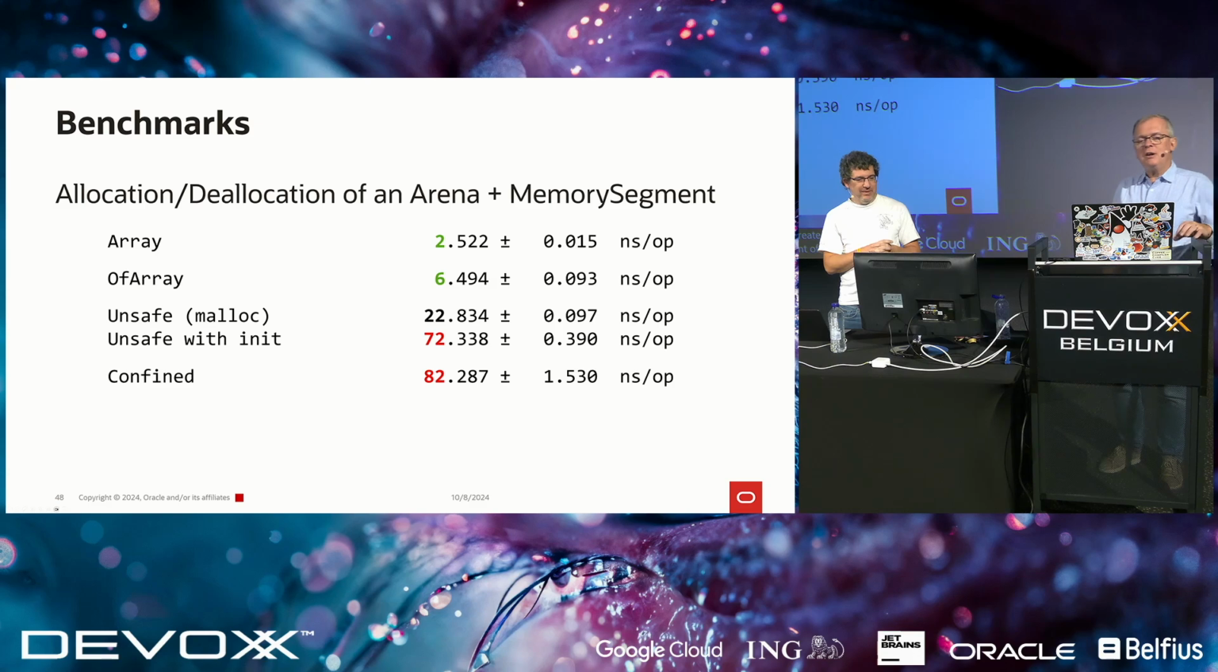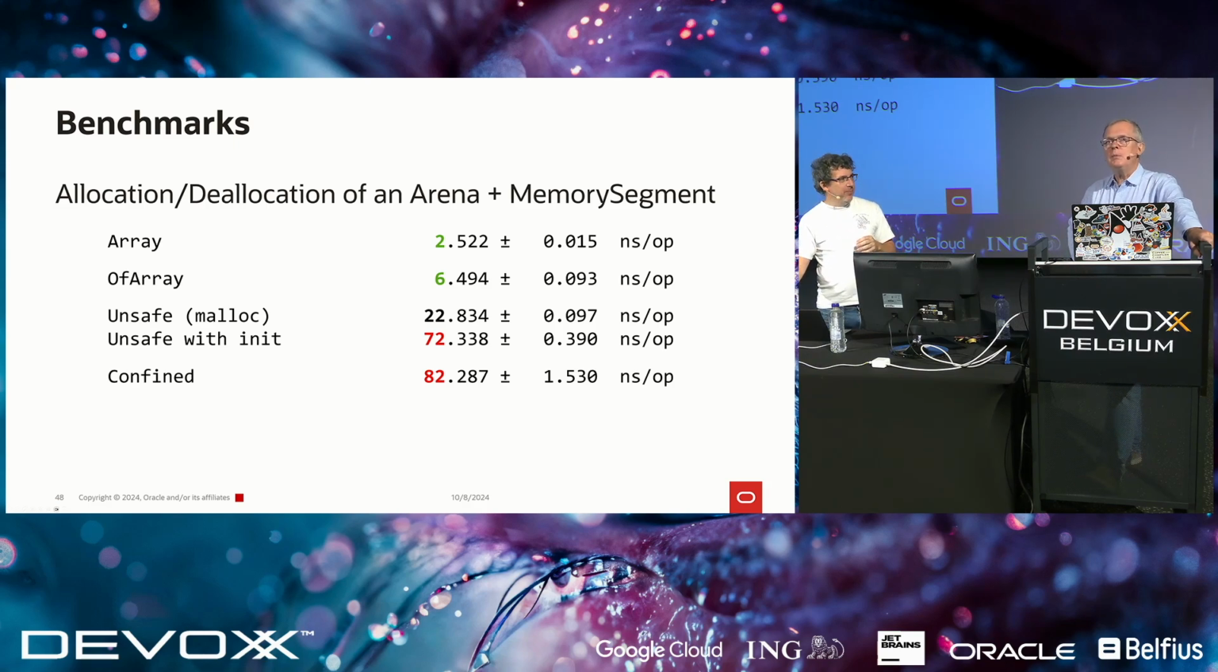But when you're using unsafe, which is doing a malloc, then you jump to 22 nanoseconds, which is a little more than 3 times slower, which is a lot. And when you do unsafe with zeroing, that is with a bunch of zeros in this piece of memory, it's even higher because you need to add the zeros to this off-heap memory. And when we have this confined arena, then it's even higher than unsafe. Well, confined is the arena that actually doesn't check for multi-thread.